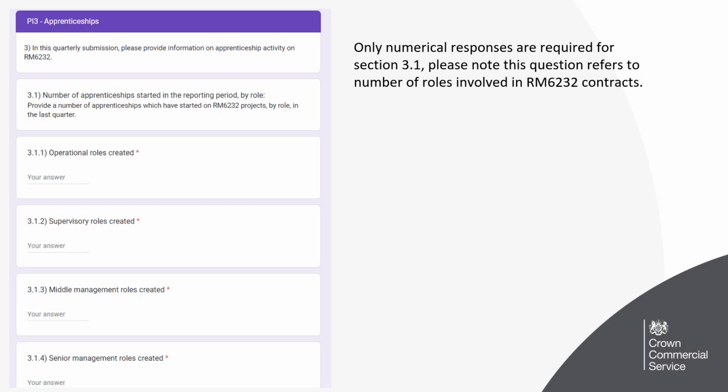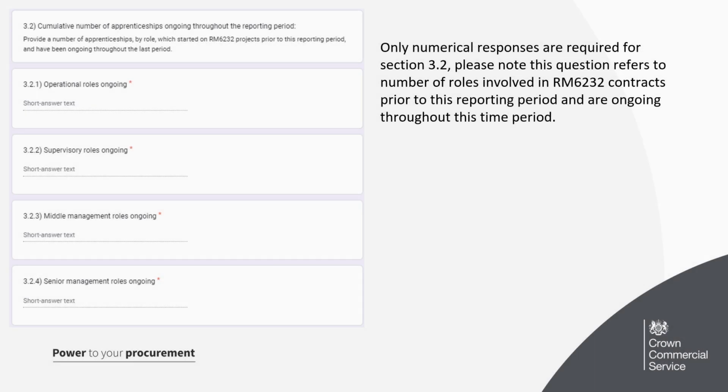Performance Indicator 3 is all about apprenticeships. These questions are related to the number of apprenticeship roles created against the role type for this time period. In the baseline data, you have already provided the number of apprentices within your organisation, so this return is just related to the RM6232 framework. Performance Indicator 3 continued, but in regards to apprenticeships by role, which started on the RM6232 contracts prior to this reporting period and are ongoing throughout this time period. These questions are related to the number of apprenticeship roles created against the role type.